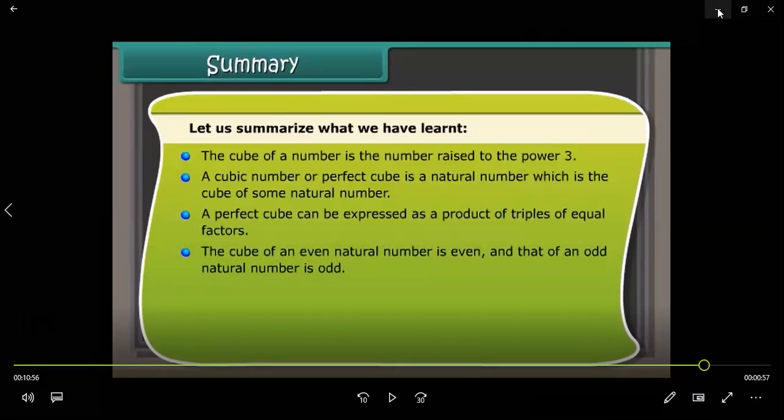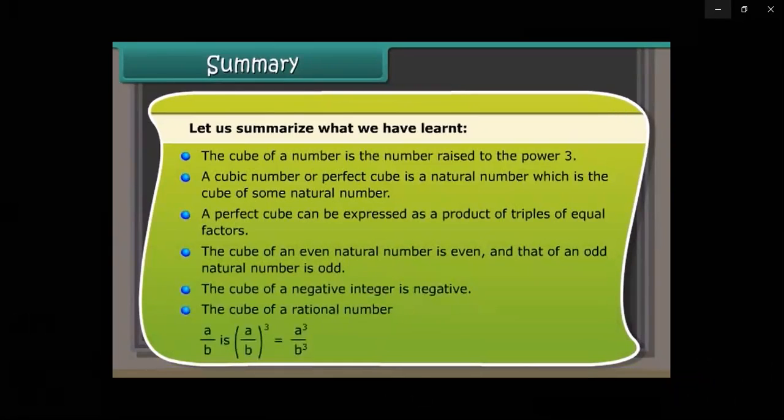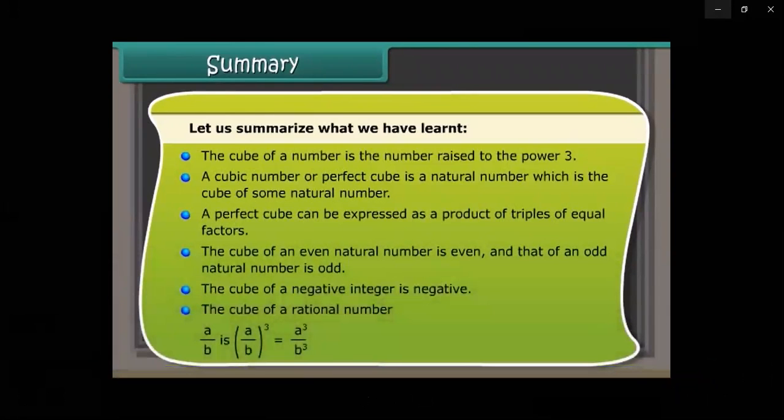Then we have that a perfect cube can be expressed as the product of triples of equal factors, right? Then we discussed that the cube of an even natural number is even, and for an odd natural number is odd. Then the cube of a negative integer is always negative. The cube of a rational number is always rational. Okay, for example, (a upon b) whole cube will be equal to a cube by b cube.